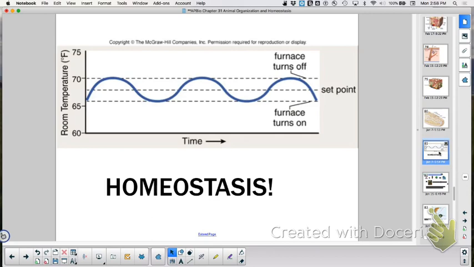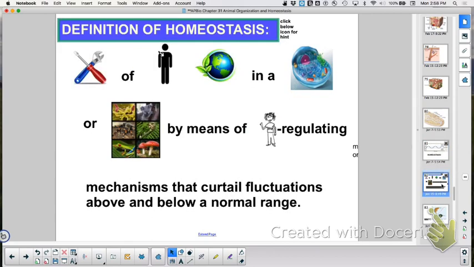Homeostasis. Okay, so fill in the blanks for me here. Definition of homeostasis. Starts with an M. Maintenance. Good. Maintenance of environment.